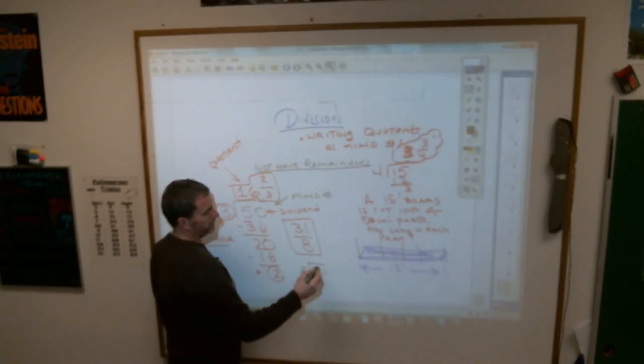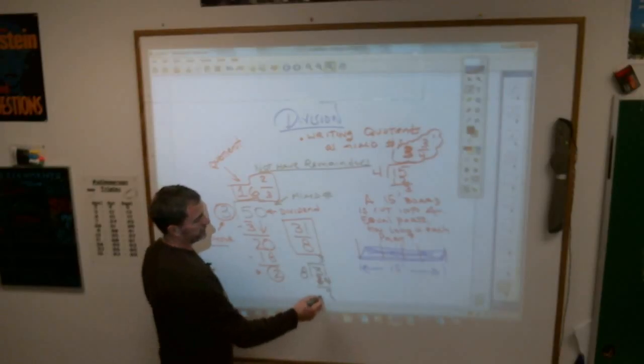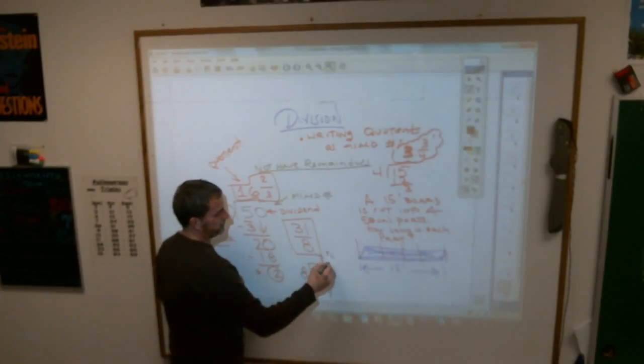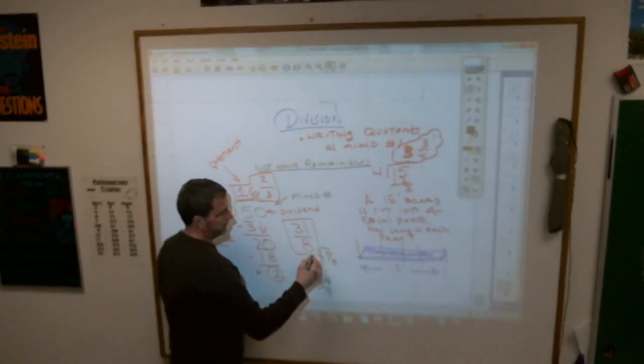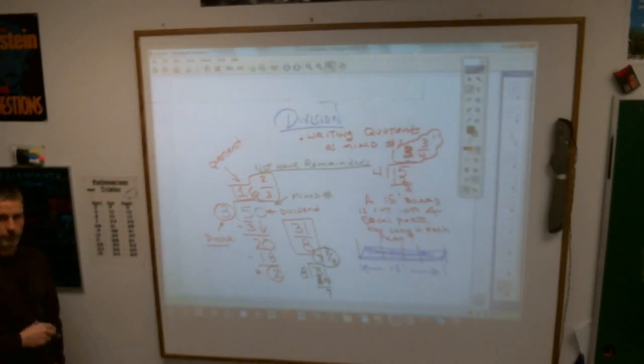8 goes into 31. 4 times would be too big, so 3 times, I'm sorry, 3 times is 24. 24 from 31 is 7. I can't write it as a remainder of 7, so I take the 7 and put it over the 8. It is 3 7/8.